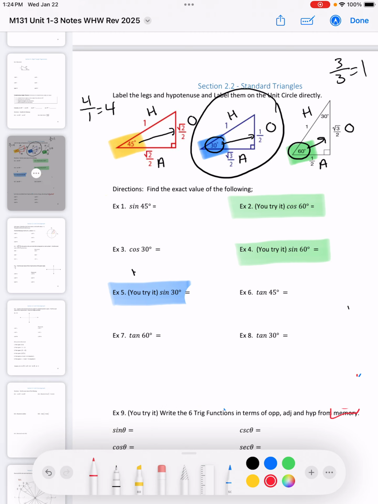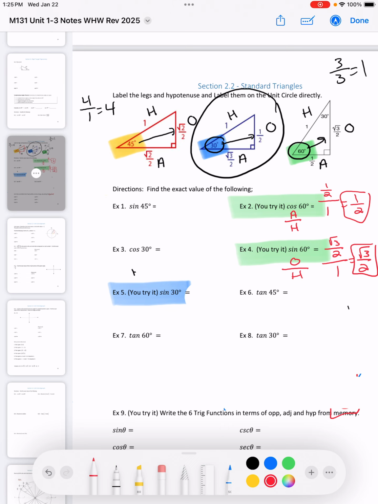All right, example 2. You were supposed to do that one. That was the cosine, which is adjacent over hypotenuse. So looking at the 60-degree one, the one on the end, that triangle, I'm going to get the adjacent is 1/2 and the hypotenuse is 1. So I'm left with 1/2. Again, that 1 in the denominator, we just don't write that because we're lazy. Sine of the same triangle is opposite over hypotenuse. So I'm going to get square root of 3 over 2 divided by 1. Again, same way with the denominator, I'm left with the square root of 3 over 2.